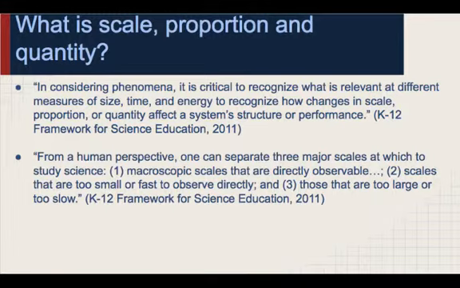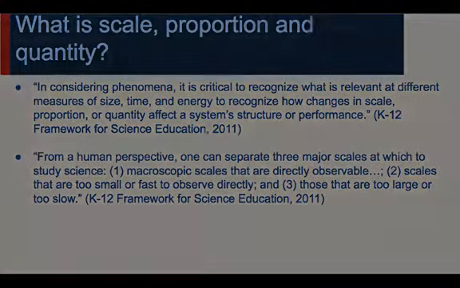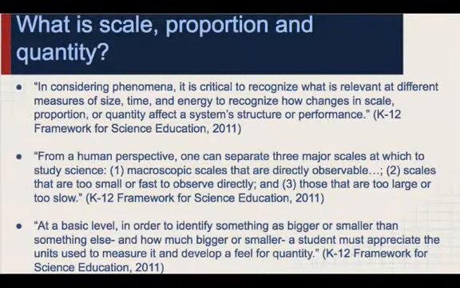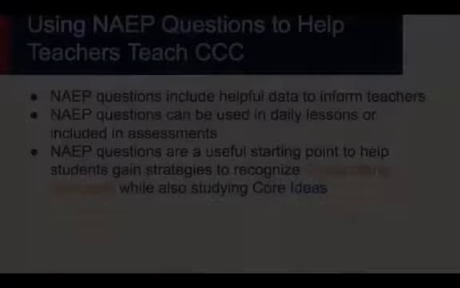From a human perspective, one can separate three major scales at which to study science: macroscopic scales that are directly observable, scales that are too small or fast to observe directly, and those that are too large or too slow. Once students learn to measure or quantify something and consider the scale, they can then begin to compare different aspects of phenomena. At a basic level, in order to identify something as bigger or smaller than something else, and how much bigger or smaller, a student must appreciate the units used to measure it and develop a feel for quantity.